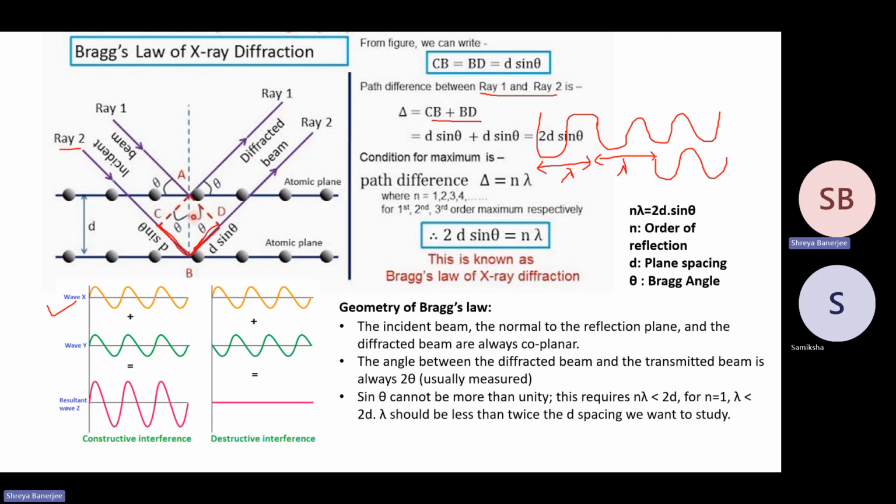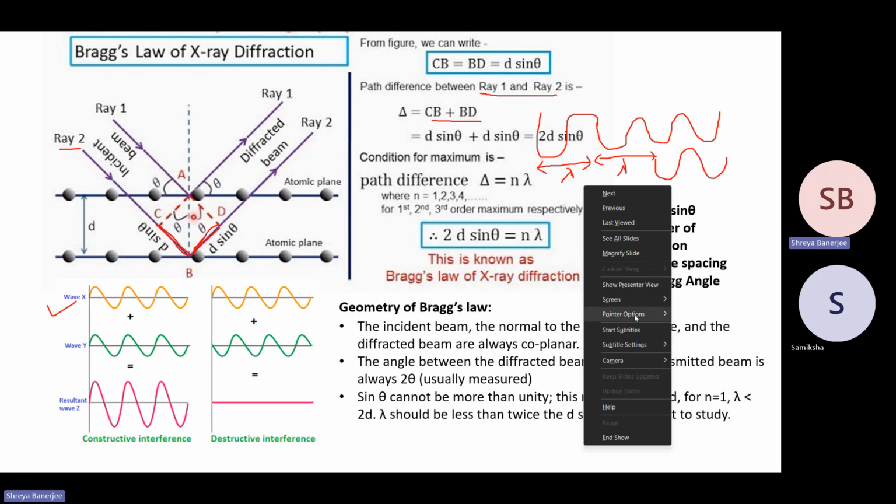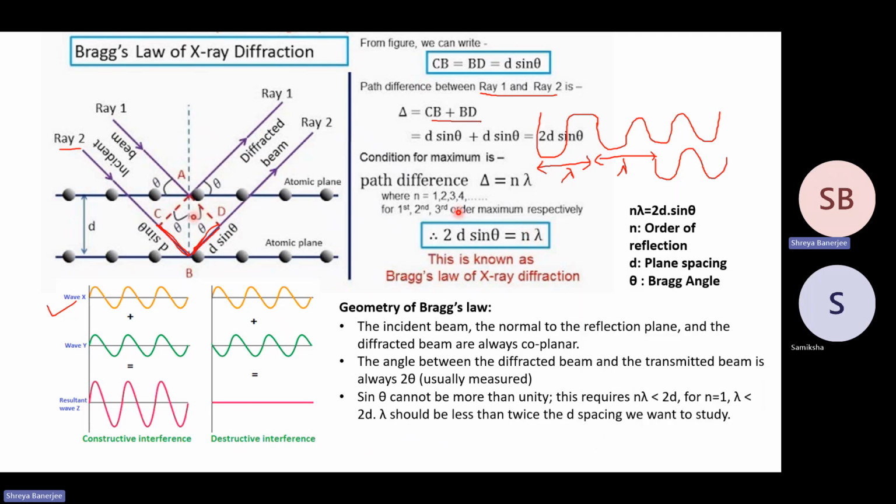So Bragg's law of X-ray diffraction is basically this equation, which tells us that 2d sin theta, where d is the distance between the two crystal planes and theta is this angle, should be an integral multiple of the wavelength. This n is often called the order of reflection.